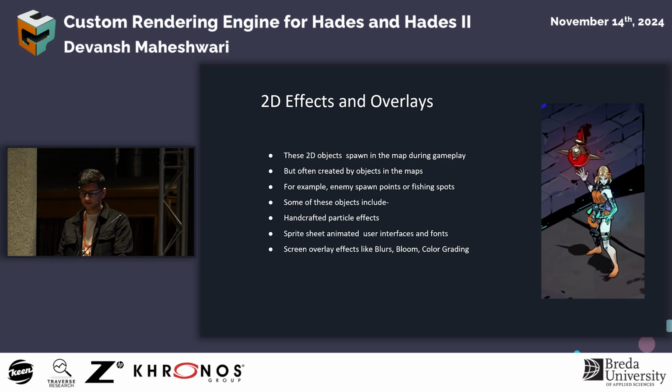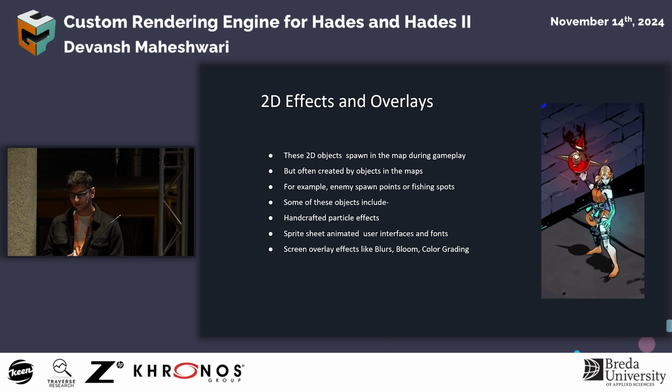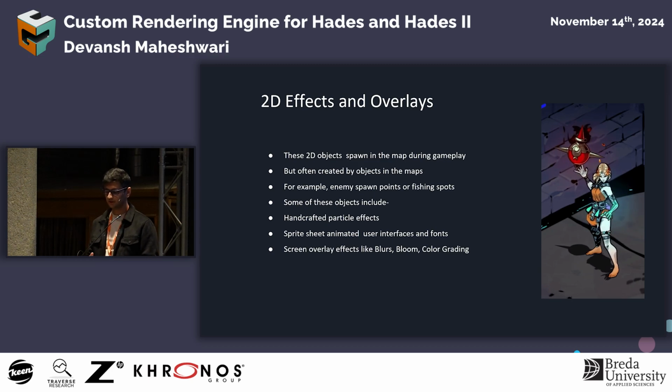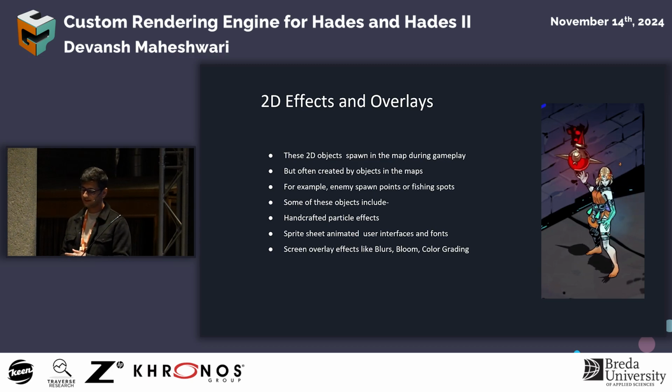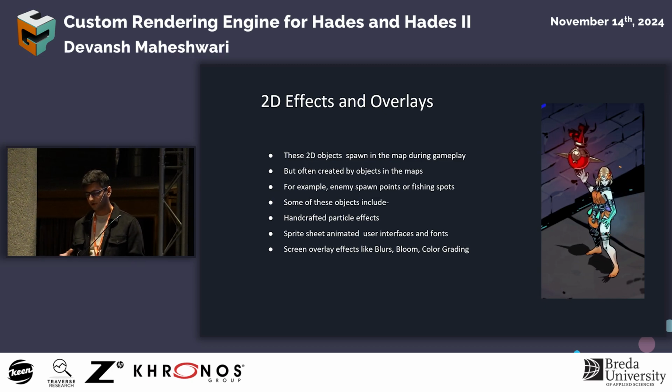All right. So after our 2D environments, the next big piece of workload that we have are 2D effects and overlays. So these are also all 2D objects, but these are not actually created at the map creation time. These are often loaded during gameplay. But they do spawn from the same points that are actually placed during map creation. So for example, we lay out enemy spawn points or fishing spots all around our levels. And then from there, the game designers can use these points to hook enemy spawns or a variety of other gameplay features.